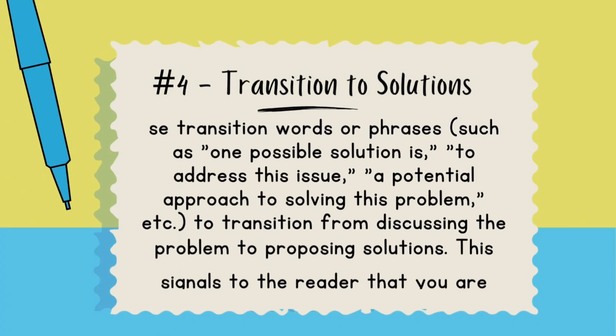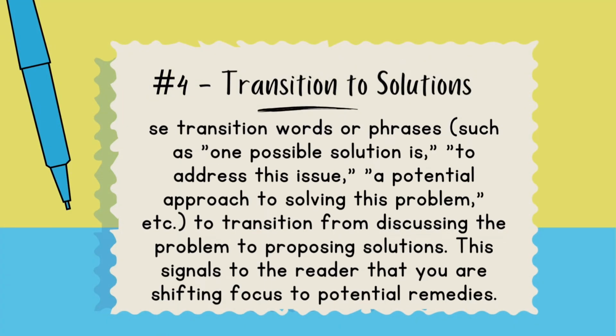All right, next, number 4, transition to solution. So if you're going to move to giving solutions, it is important to use transition words or phrases. So, for example, such as one possible solution is to talk with the barangay officials, that there is a lot of problem emerging from not regularly picking up or collecting the garbage in the community. Okay, and of course, a potential approach to solving this problem and a lot more.